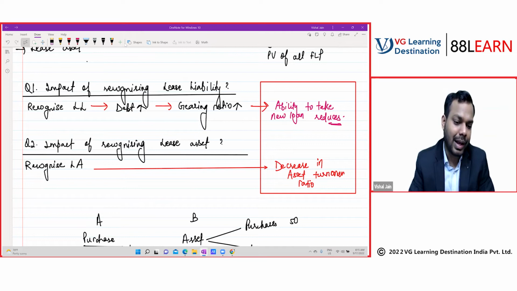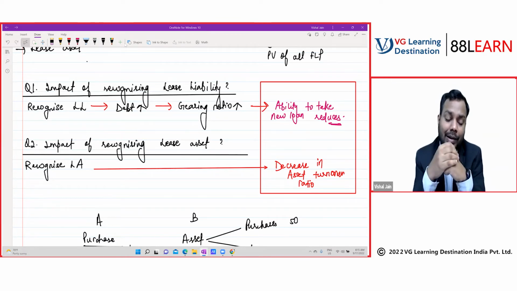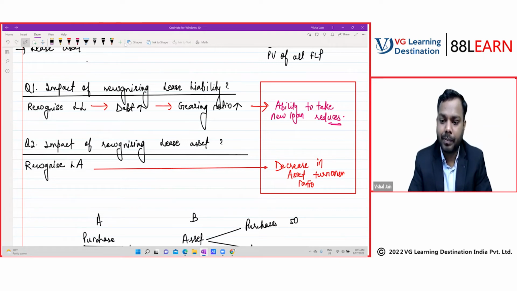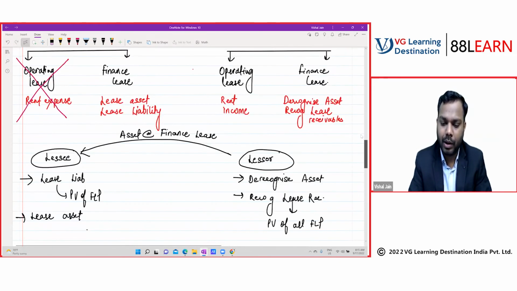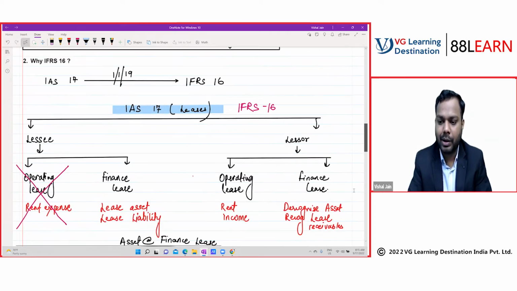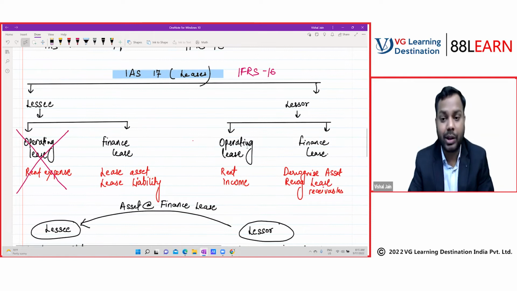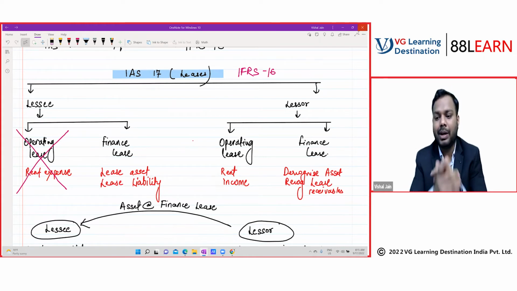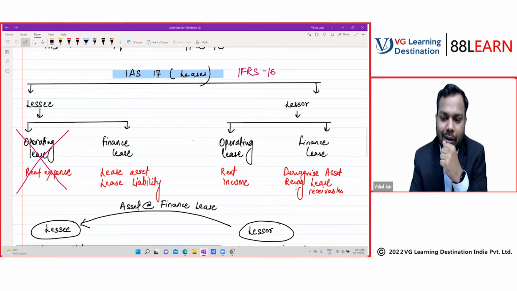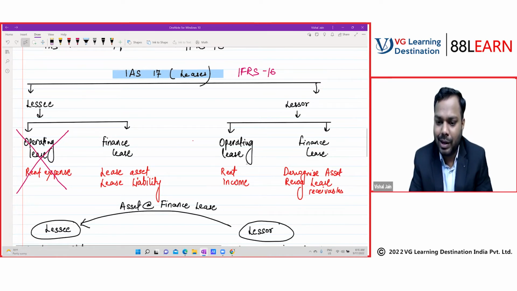Lessor will try to treat finance lease as operating lease. What will be the benefit that the lessor will get after treating finance lease as operating lease? Lessor has entered into a finance lease, but he's trying to record it as an operating lease. Any benefits? Increase in ATR? Why? See, if the asset is decreasing, here rental income is also increasing, right? Ultimately, no impact.